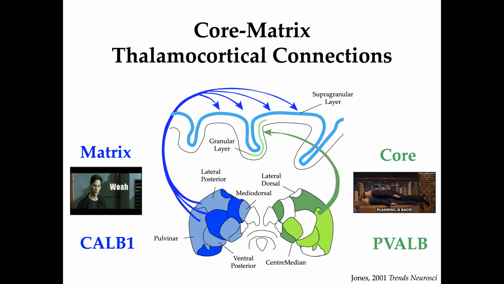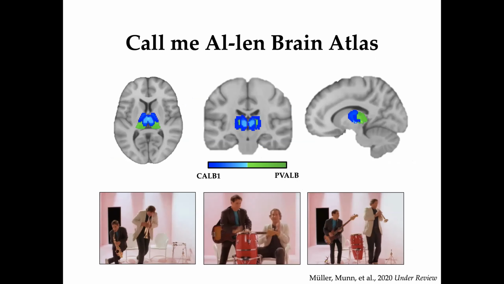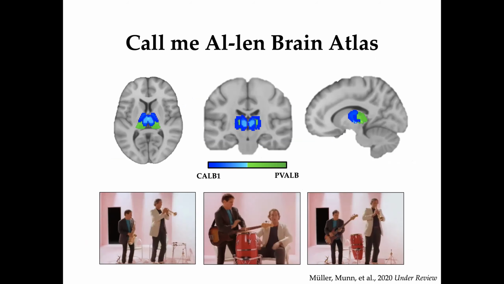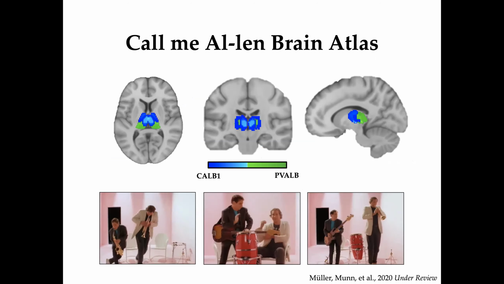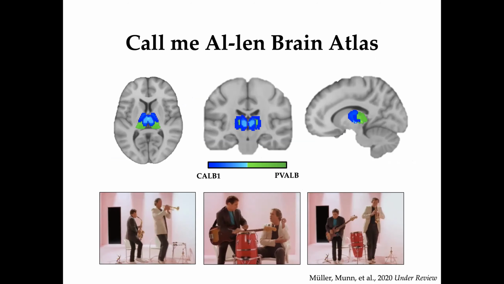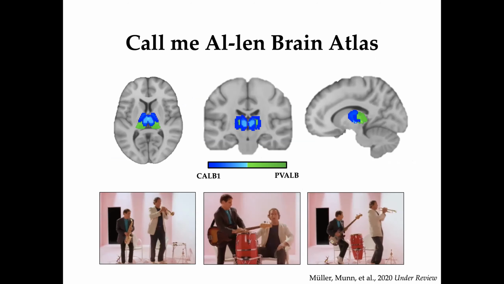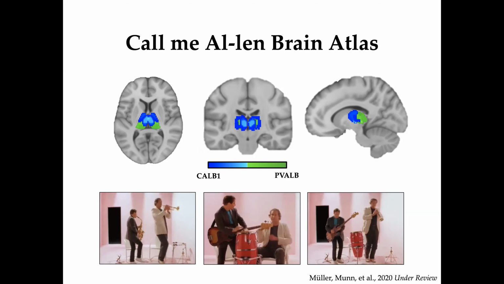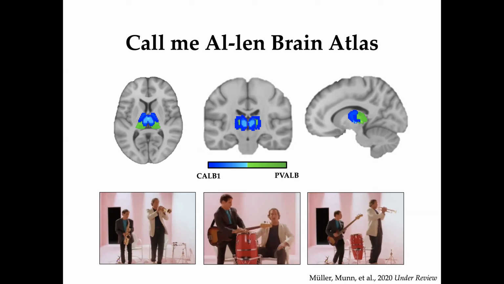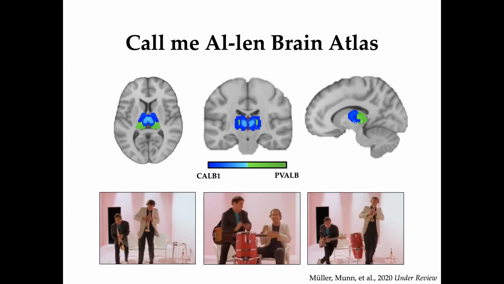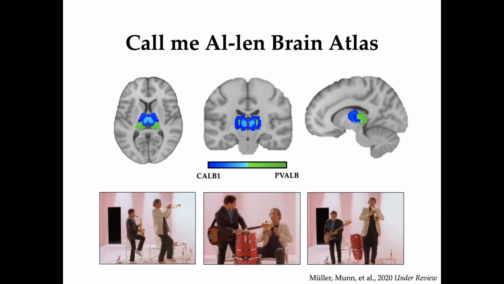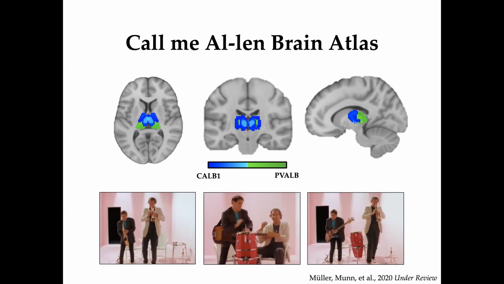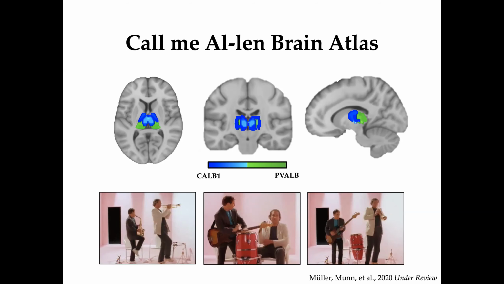What we can do is go to the Allen Brain Atlas, which is a repository of 6 individuals who had their brains donated to science post-mortem, and then every single region of their brain was sampled and a genetic test was conducted that looked at the levels of mRNA expression of a range of different genes. What we can essentially do then is look at thalamic regions of interest and ask what the relative expression of calbindin in blue or parvalbumin in green was.